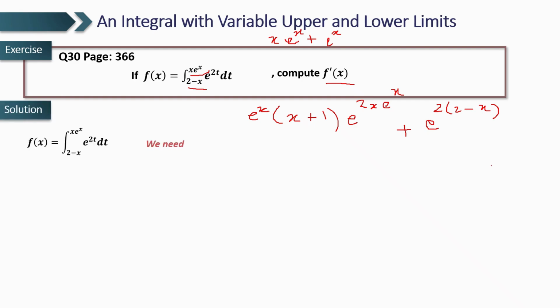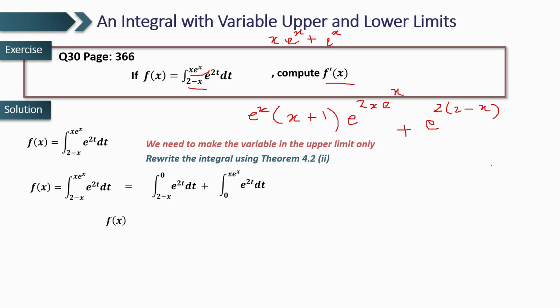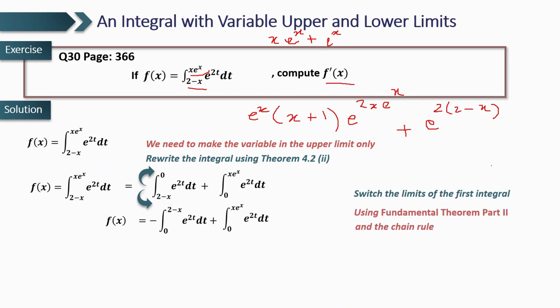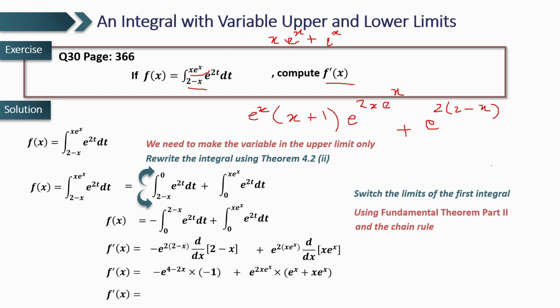So here we go. Here also we can split it using 0. As you are swapping the first half, you get 0 to 2 minus x. And now let's derive the limits and then replace your t with the corresponding limits. So your final answer is e power 4 minus 2x plus e power 2x e power x times e power x plus e power x x. So the simplest form can be rewritten like this.